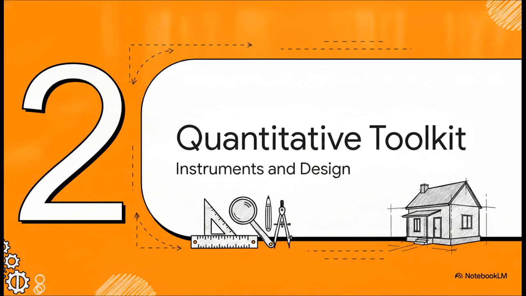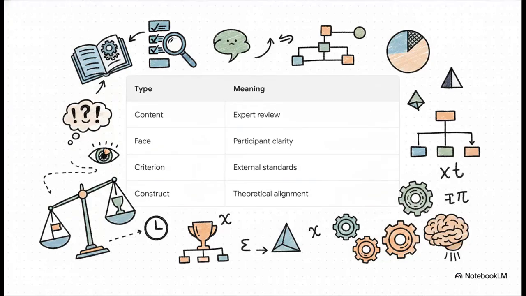Moving right along to Section 2, let's open up the quantitative toolkit and look at instruments and design. Now, here's a taxonomy of instrument validity you really need to understand, and I have to warn you, simply naming a concept doesn't magically prove construct validity.